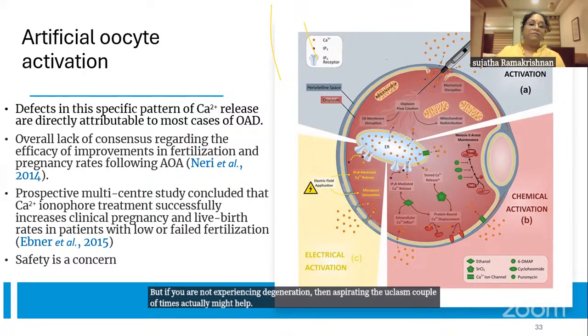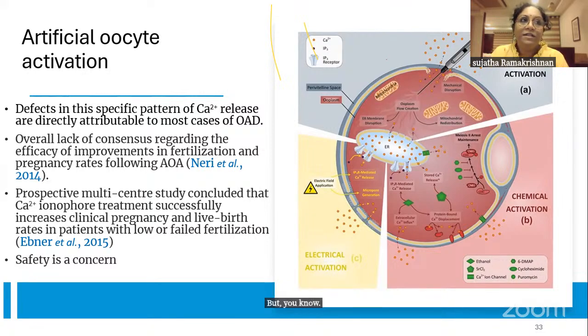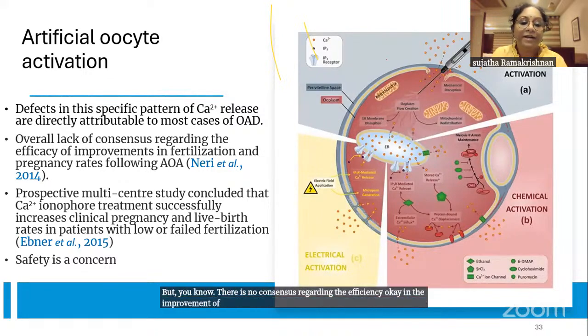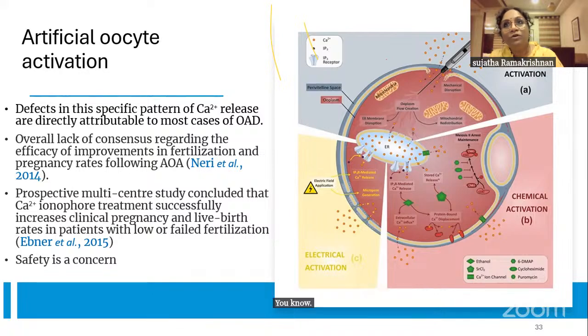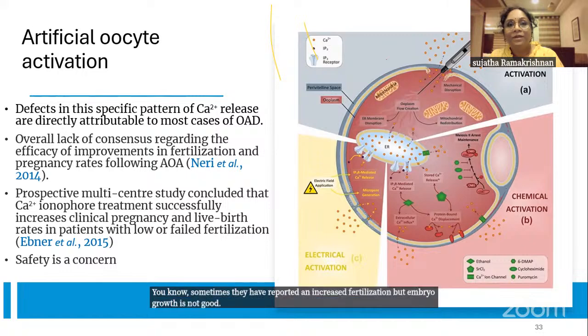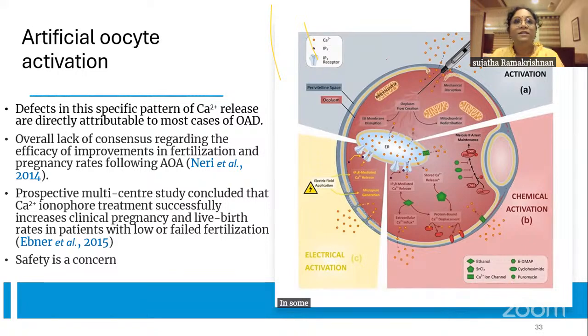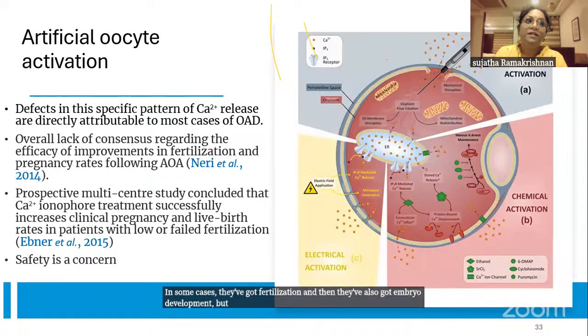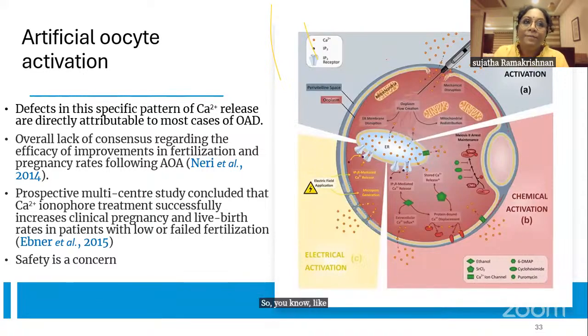But there is no consensus regarding the efficiency, okay, in the improvement of fertilization and pregnancy rate following artificial oocyte activation. Sometimes they have reported an increased fertilization, but embryo growth is not good. In some cases, they've got fertilization and also embryo development, but there are no pregnancies. So we cannot say for sure, okay, that this will help.